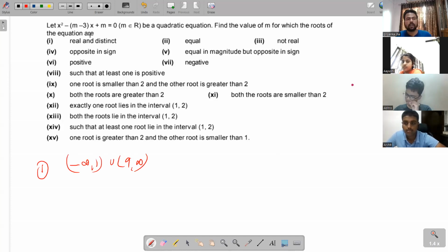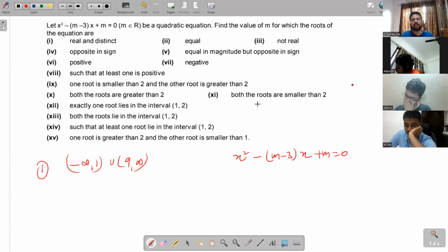See, we have this quadratic equation x squared minus (m minus 3) into x plus m equal to 0. M is a real number. Find the value of m for which the roots of the equation are real and distinct. See, roots are real and distinct. There is no condition that roots will be less than or greater than anything. You just have to put the condition real and distinct.